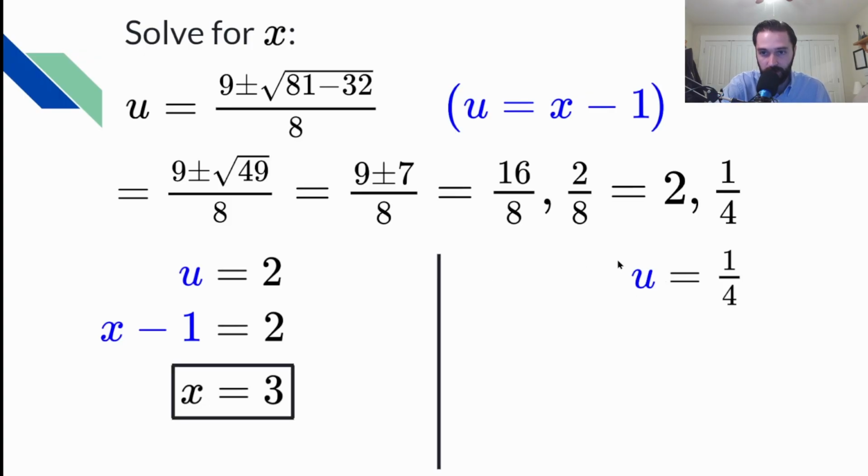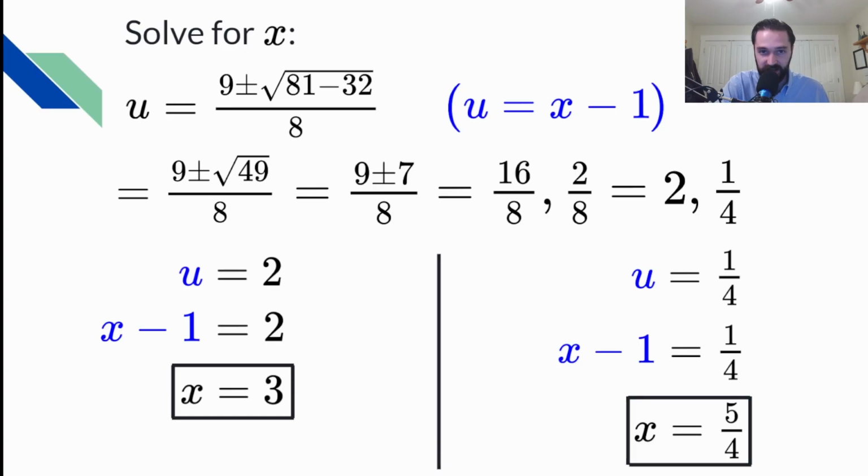And then over here, u equals 1/4. We can replace the u once again with x minus 1. So we get x minus 1 equals 1/4. And when we add 1 to both sides, we get x equals 1 plus 1/4, which is 5/4. So these are my two solutions to the original equation, which was an equation in x.